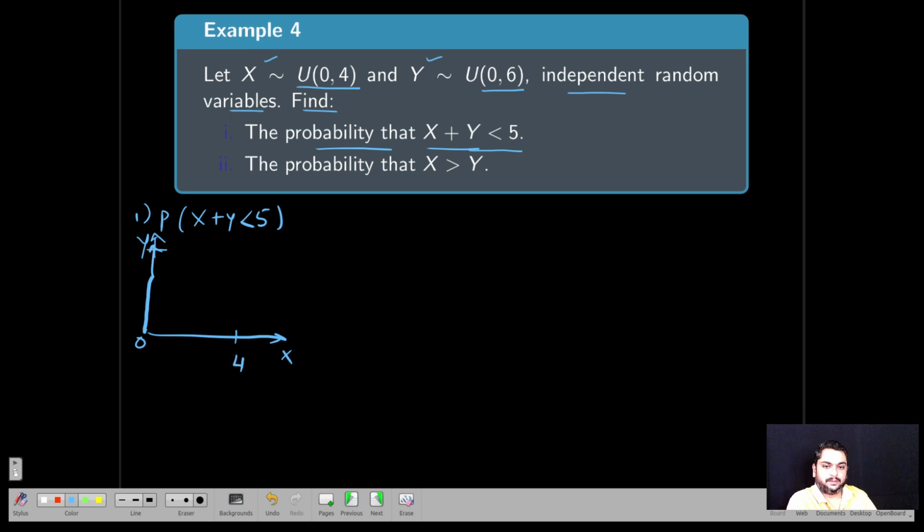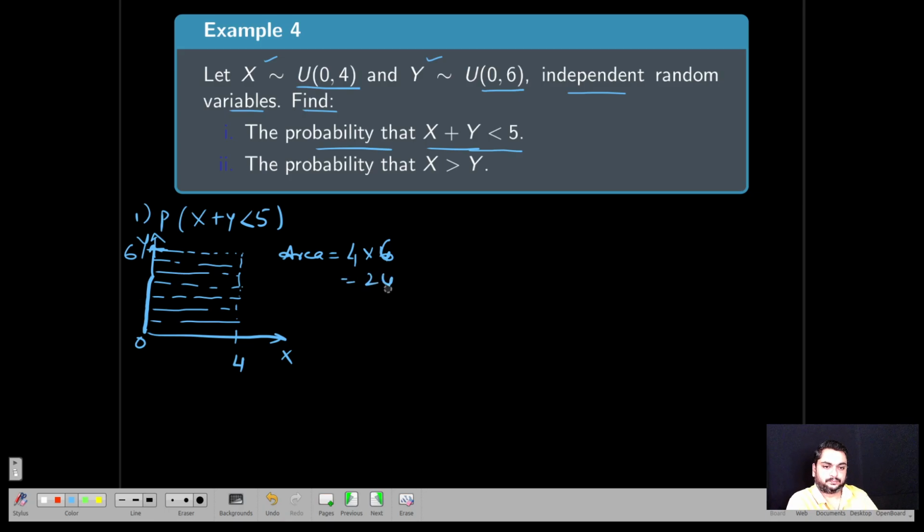What is the area bounded by y? It is 0 to 6. Now what is the area bounded by the joint density? The entire area bounded by these two density functions is this rectangle. So this is my area. How will you find this area? Area of rectangle is length into breadth. This is 4, this is 6.